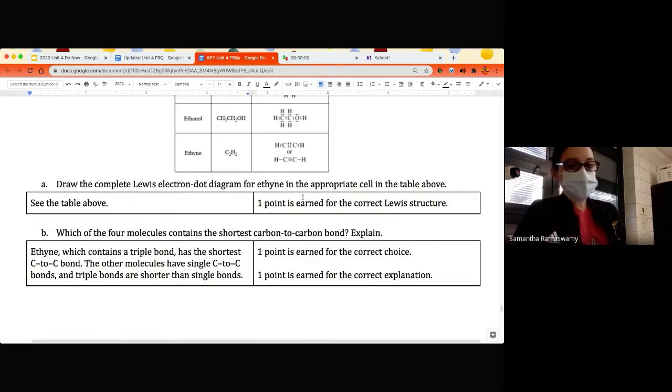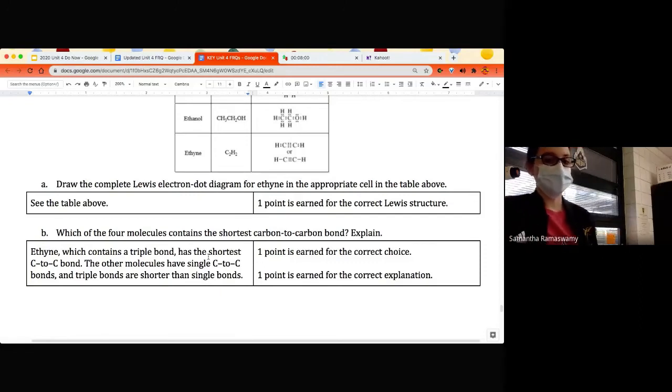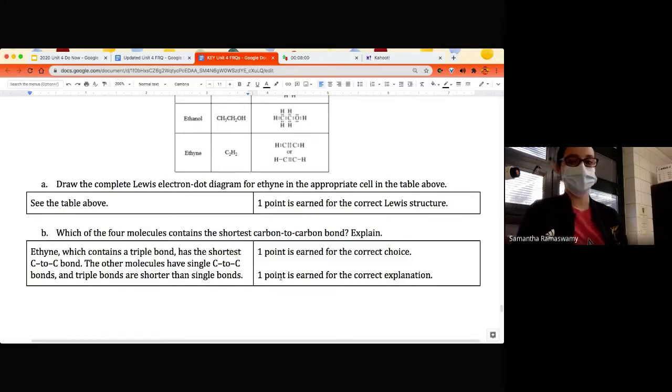For part B, which of the 4 molecules contains the shortest carbon-to-carbon bond? And explain. So the shortest bond is the triple bond, because you have 6 electrons shared between 2 atoms rather than just 2 in a single bond. So ethine contains a triple bond, so it's the shortest length. All of the other molecules have single bonds. Triple bonds are shorter. So that was 2 points. 1 point for saying ethine, 1 point for giving the correct explanation.